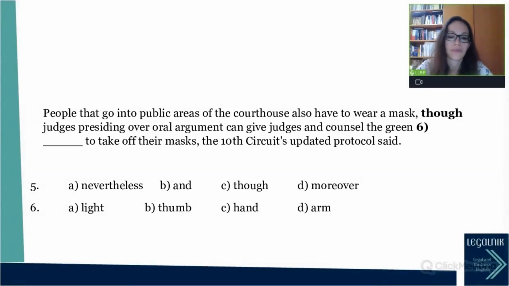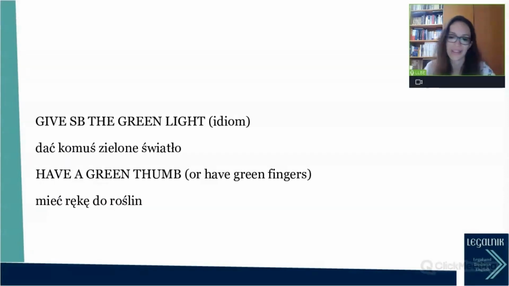All right, the last gap here, and we've got light, thumb, hand and arm, to give somebody the green. And this is an idiom, to give somebody the green light. In Polish it's quite similar, and it means dać komuś zielone światło. So just allow somebody to do something, to give permission to do something. So thumb is also used with green in an idiom, but then it's used as to have a green thumb or to have green fingers, and it means to be good at gardening. Mieć rękę do roślin. All right, so that's the end of this exercise.